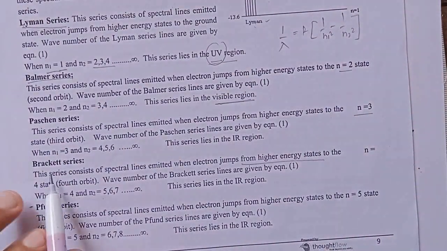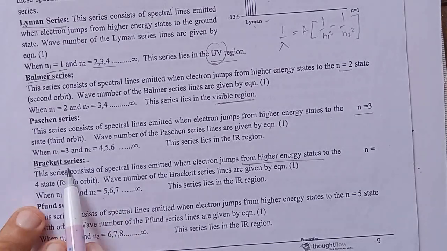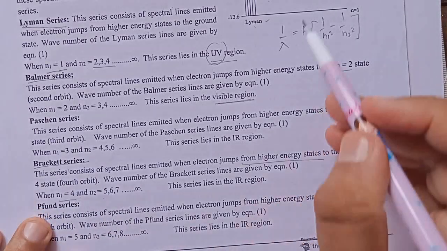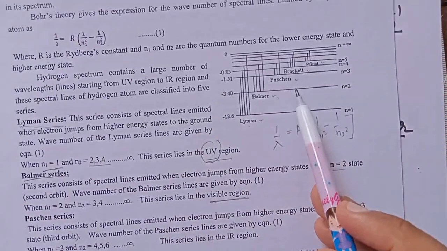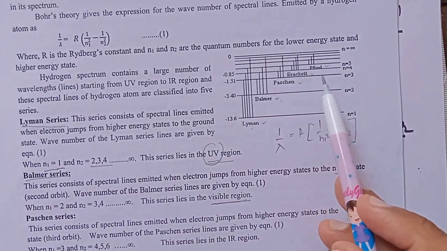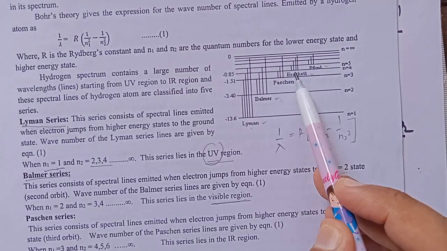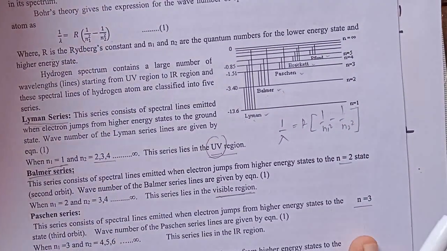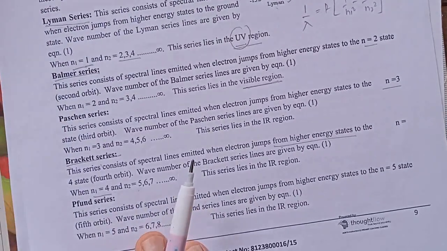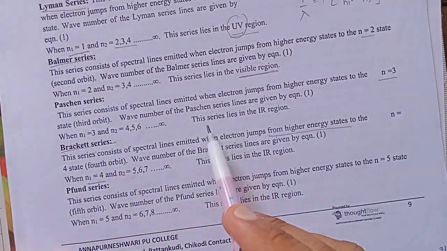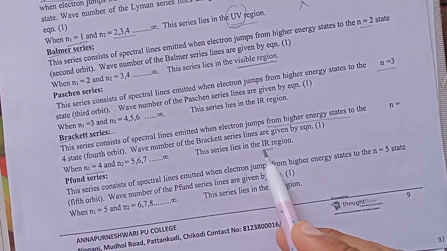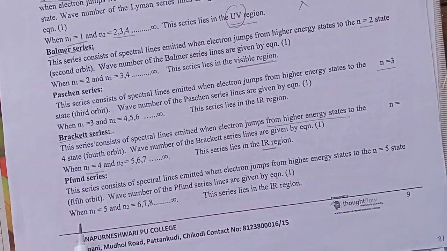So this is the fourth series that we are going to explain here, the Brackett series. Again n1 is equal to 4 for the Brackett series, and n2 is equal to 5, 6, 7 and so on. So that is the empirical formula for all the series we can write here. Again, this series also belongs to the IR region of the electromagnetic spectrum.